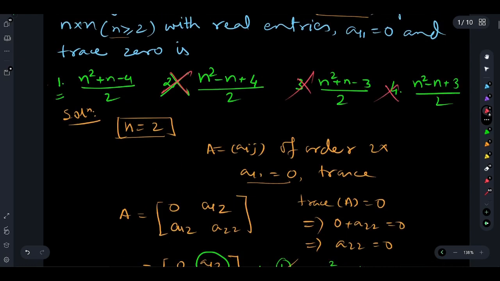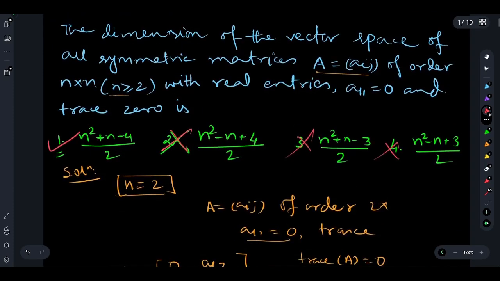So option 1 must be correct. Otherwise the question is wrong. In this case, we are not proving that the dimension of the given vector space is given by option 1, but we are proving that the dimension of the vector space cannot be option 2, 3 or 4. So option 1 must be correct.